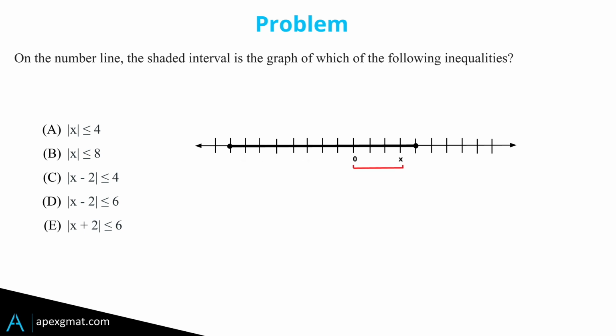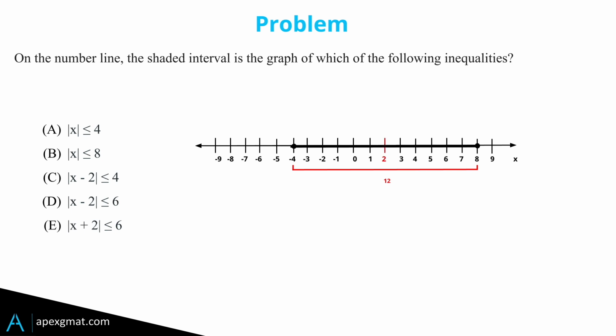You can think of the absolute value of a number by itself, say absolute x, as being the distance from x to 0. Similarly, you can think of the absolute value of x minus 1 as being the distance from x to 1. So in this case, we see that the shaded region is -4 all the way up to +8. That's a distance of 12 total.